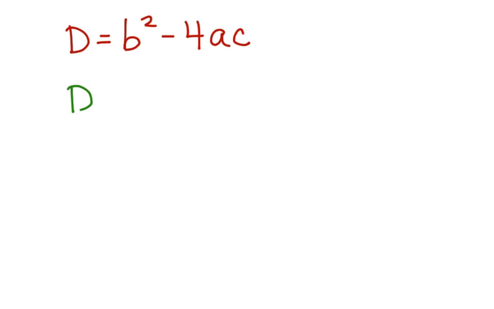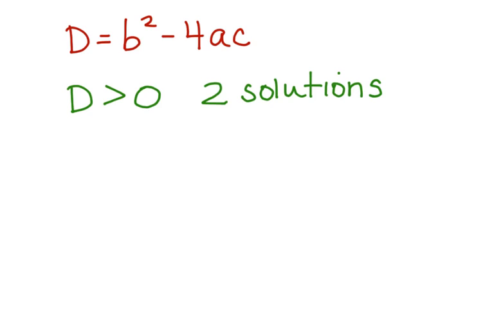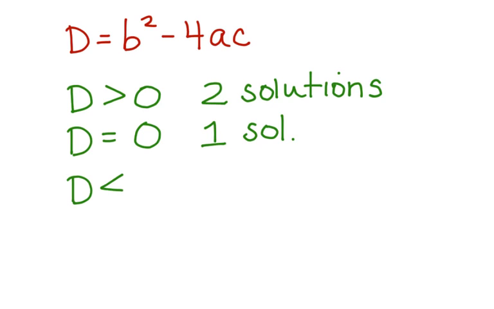So if the discriminant ends up being greater than 0, then there are two solutions, or two x-intercepts, on the parabola. If d becomes equal to 0, then it has one solution. We can abbreviate that SOL. And if d is less than 0, there are actually 0 solutions.